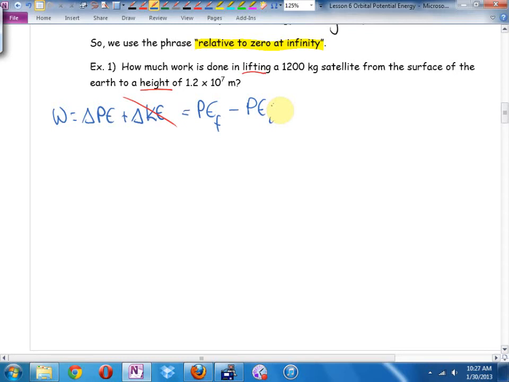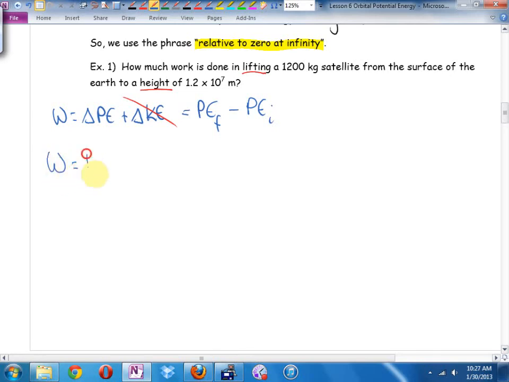Now, in grade 11, or earlier this year, you would have said, potential energy, mgh. Are we going cosmic now? I can't use mgh. Why? Because g is going to be changing. I have to use my new potential energy equation.